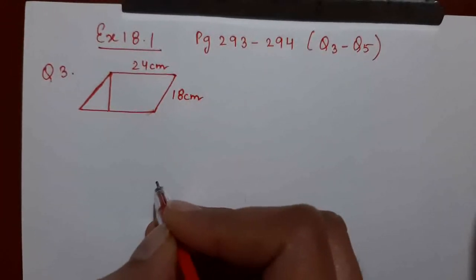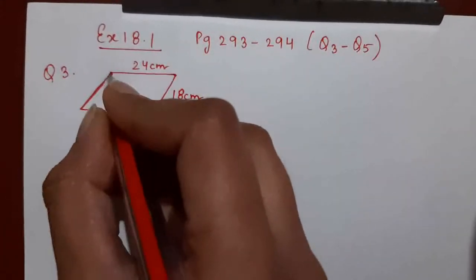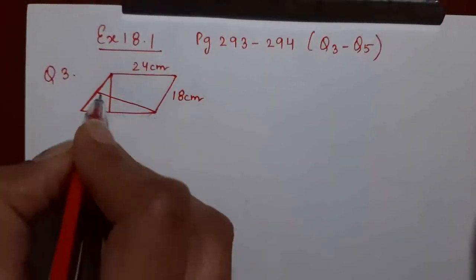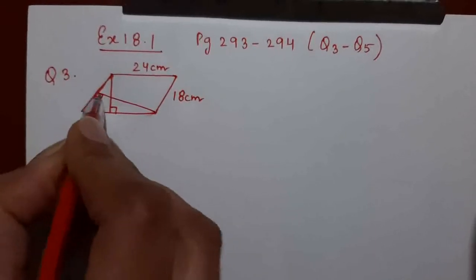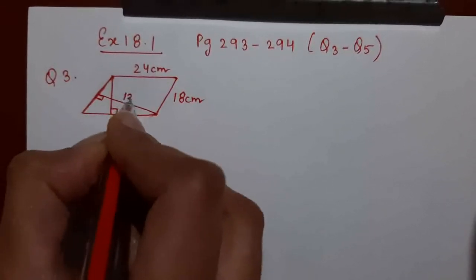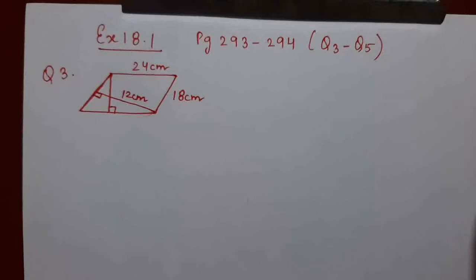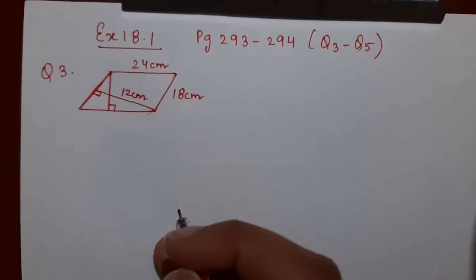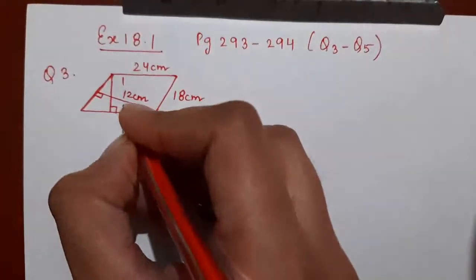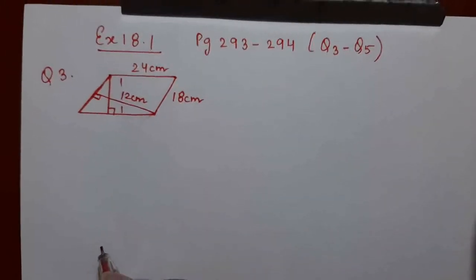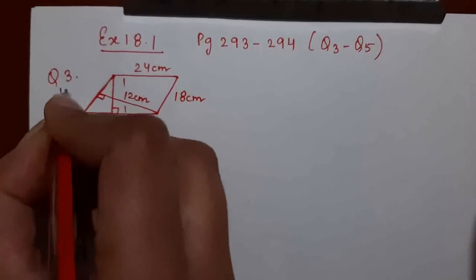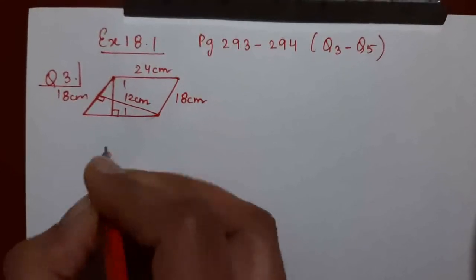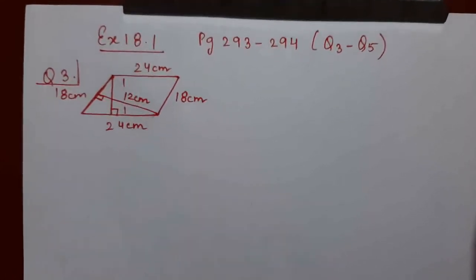and we do not know the distance between the two shorter sides, but we do know the distance between the two longer sides. So this is the perpendicular and this distance is 12 centimeter. Okay, we have to find the distance between the shorter sides. So this is 12 centimeter. And this is 18 centimeter, and this is also 24 centimeter.